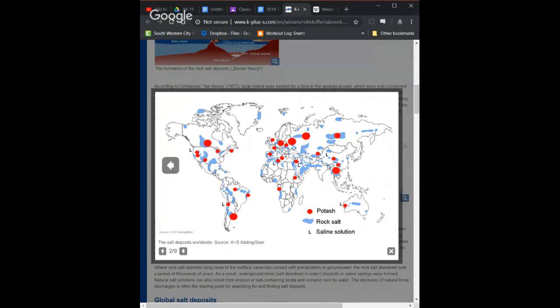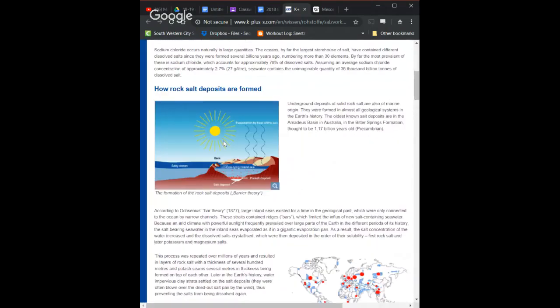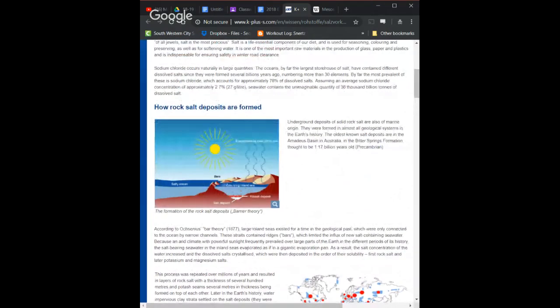It'd be from here. All right, so what am I going to tell you about salt? Salt needs what conditions to form under? Let's take a look. Underground deposits of solid rock salt are also of marine origin. They are formed in almost all geological systems in the Earth's history. The oldest known salt deposits are from the Amadeus Basin in Australia.